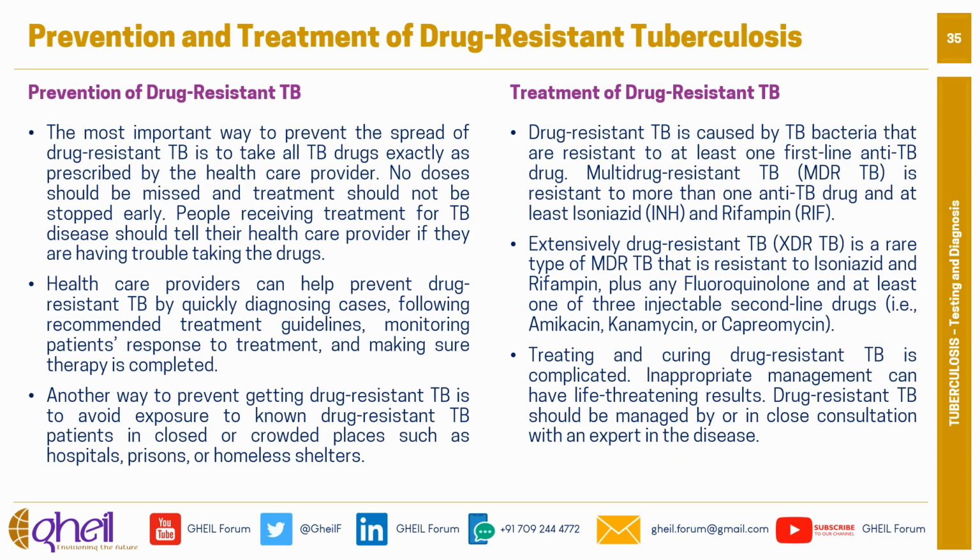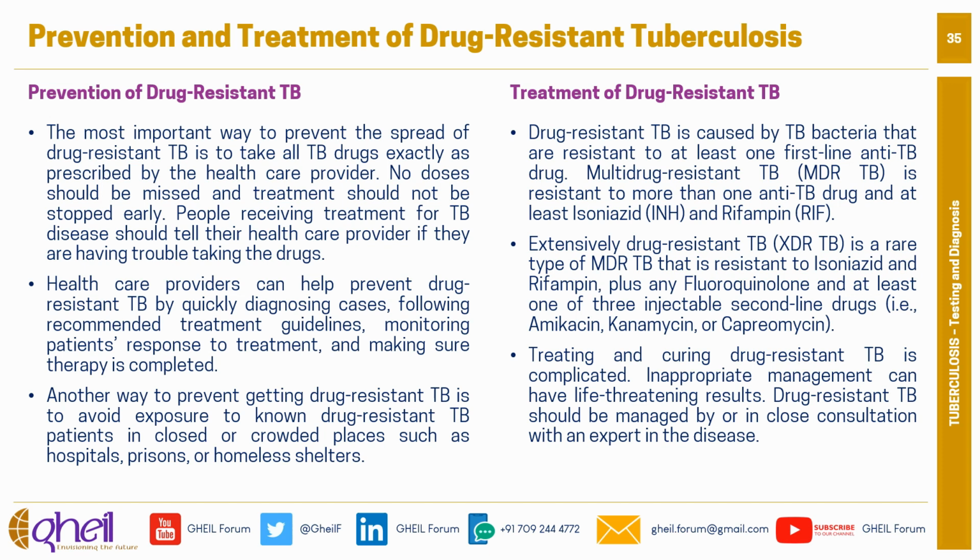Prevention and treatment of drug-resistant tuberculosis. Prevention of drug-resistant tuberculosis. The most important way to prevent the spread of drug-resistant TB is to take all TB drugs exactly as prescribed by the healthcare provider. No doses should be missed and treatment should not be stopped early. People receiving treatment for TB disease should tell their healthcare provider if they are having trouble taking the drugs.